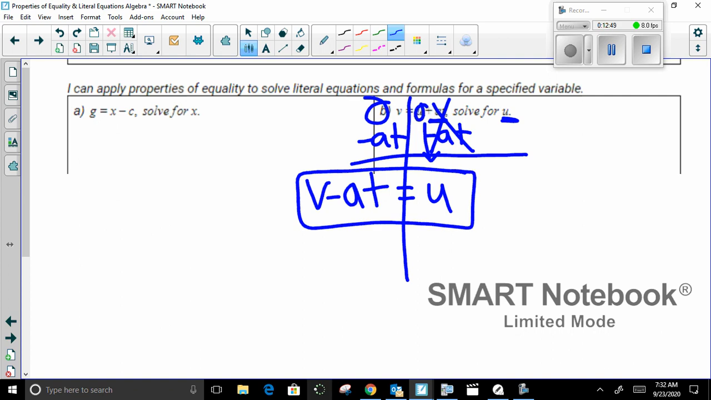Remember, the difference between these literal equations that have many variables is you're not going to get one number answer at the end. Well, you're getting one answer at the end, but you're getting your variables in it.